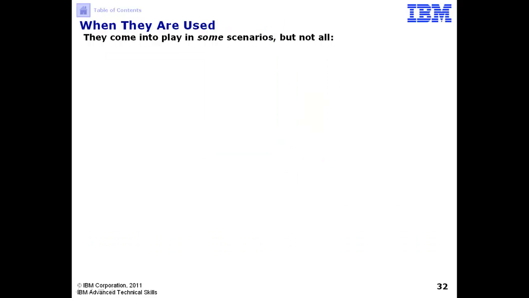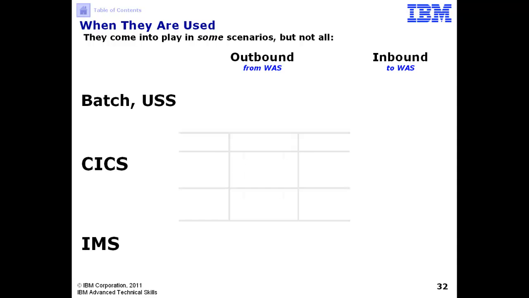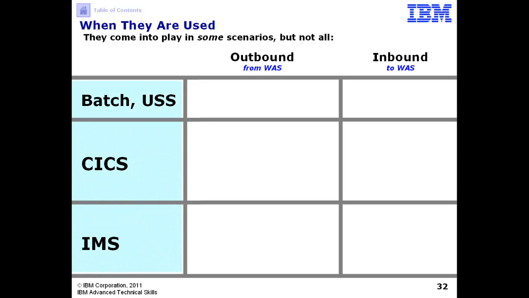A common misunderstanding is that the APIs are required in all scenarios. That is not true. They are required in some, but not all use cases. We'll set the stage using a grid, with the type of external address space down the left side and outbound and inbound across the top.